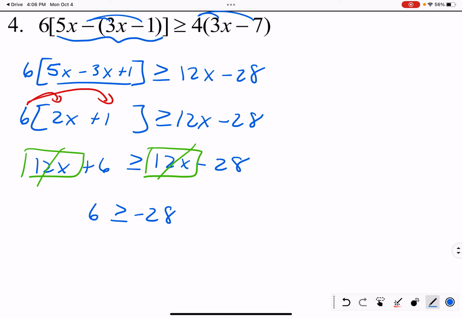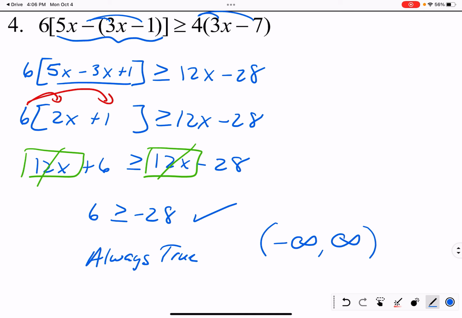So is this mathematically true? Is 6 greater than or equal to negative 28? Yes. Okay, that's always going to be true, which means that any answer that you plug in, any number, any value, any real number is going to work and make this mathematically true. So this is all real numbers for this one.